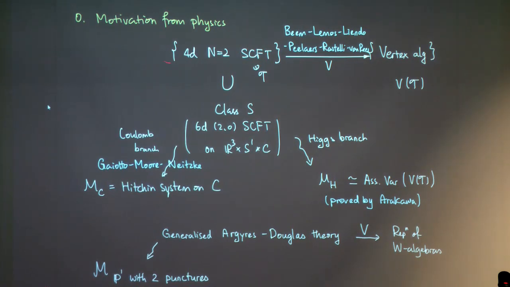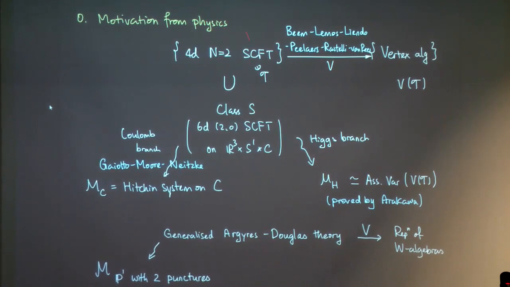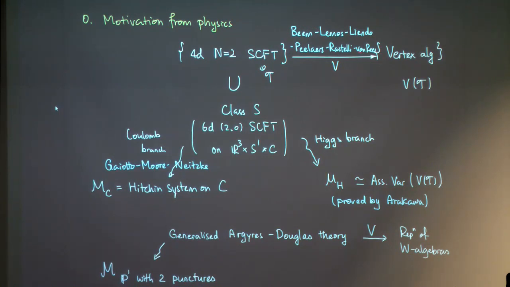For them, if you consider 4D N=2 superconformal field theory, whatever that means, the physicists Beem, Lemos, Liendo, Peelaers, Rastelli, and van Rees associate a vertex algebra. Whenever you have a theory, you get a vertex algebra. Inside here you have a special class of theory called class S, which you deduce from a 6D (2,0) superconformal field theory by putting it on R3 times S1 times a Riemann surface C. And to this theory you have two branches, the Coulomb branch and the Higgs branch, and you have some understanding of them for this particular class of field theory.